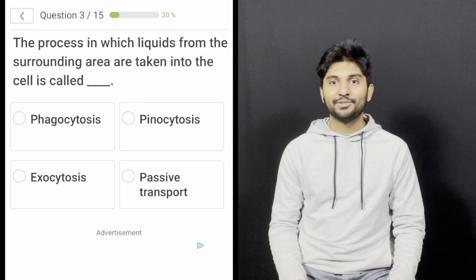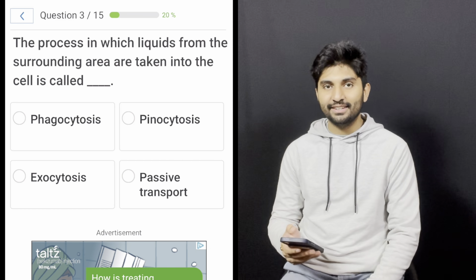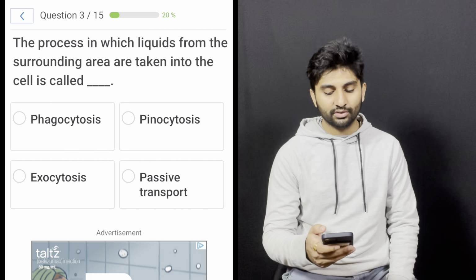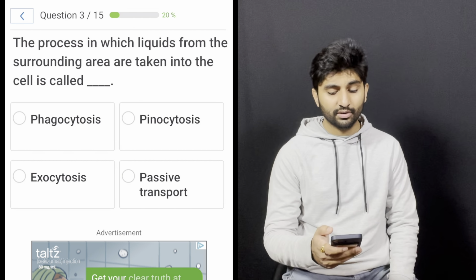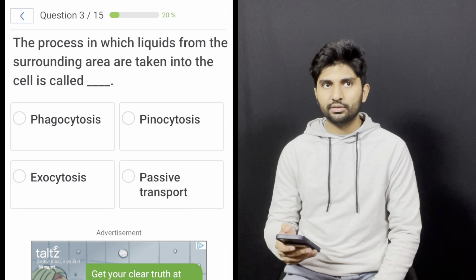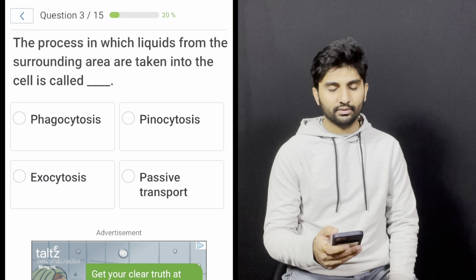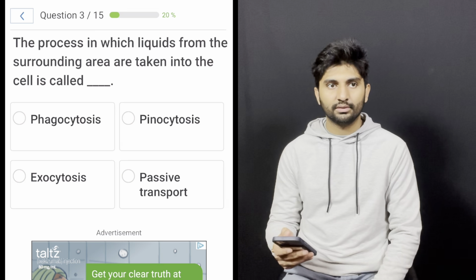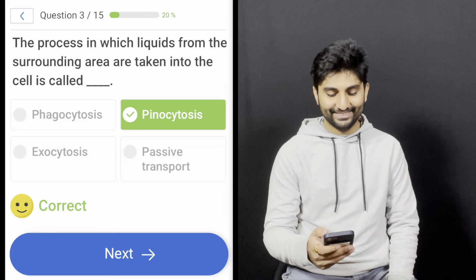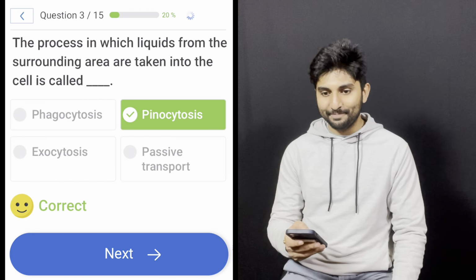Question number 3. The process in which liquids from the surrounding area are taken into the cell is called phagocytosis, pinocytosis, exocytosis, or passive transport. When you're talking about water, it's pinocytosis. I don't think it's phagocytosis. I think it's pinocytosis. Yes, that's right. So, 3 for 3.